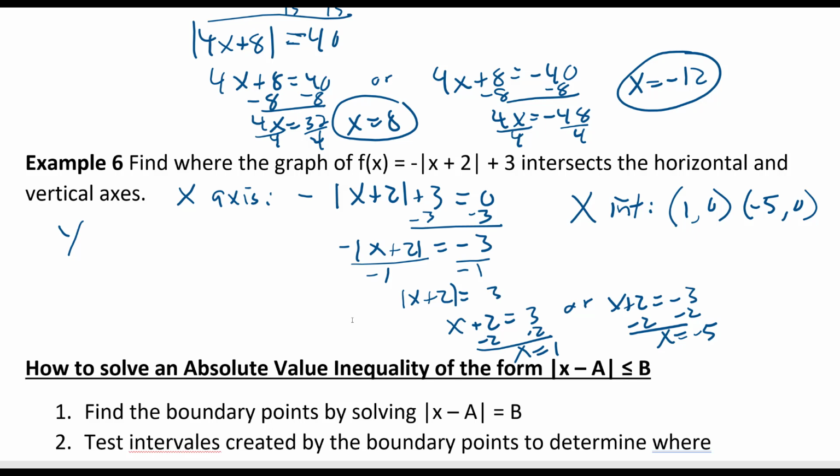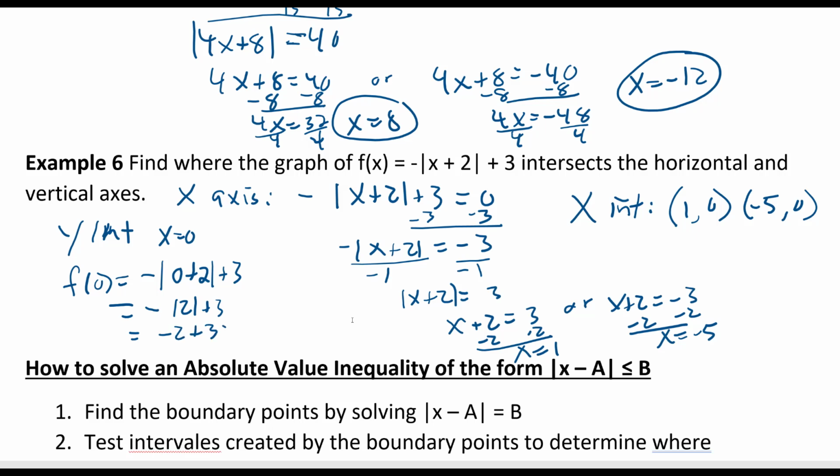Save some space over here for the y-intercept. At the y-intercept, x is 0. So basically look for f of 0. It's going to be negative absolute value of 0 plus 2, plus 3. So that's negative of absolute value of 2 plus 3. So negative 2 plus 3, which is 1. So at (0, 1) is the y-intercept.